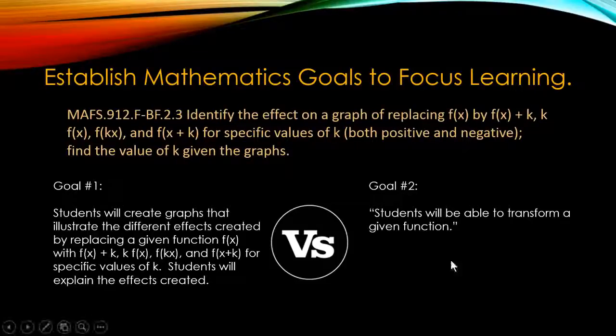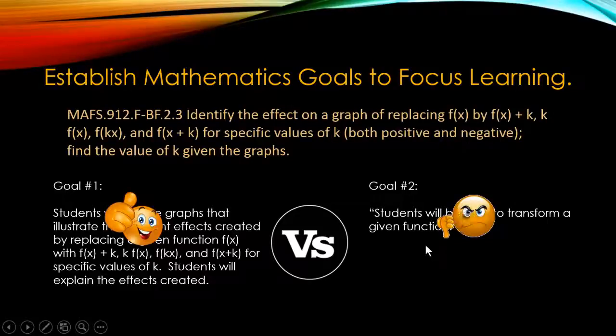Goal 2, on the other hand, only focuses on the procedural. It is not clear whether students will gain a conceptual understanding from the learning that's identified in the second goal. So if I had to choose between these two goals, goal 1 is your man. Goal 2 is like a bad blind date. You don't know what you're going to get.